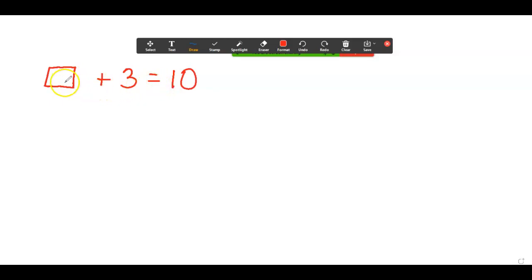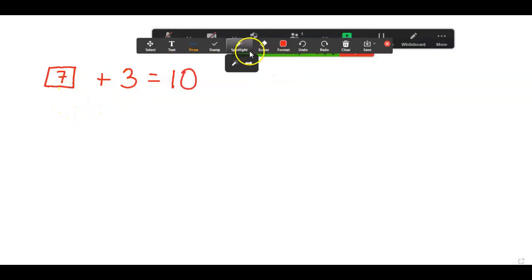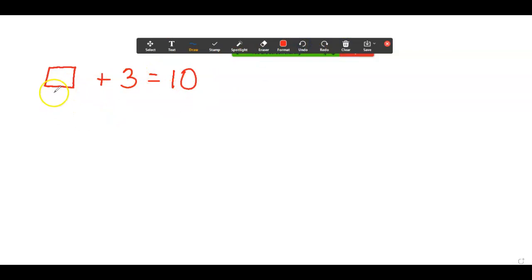Now, most of you can probably tell me 7 without really having to think about it. Okay? You just know your facts. You know that 7 plus 3 is 10. That's super simple. Let's pretend you didn't know that that was 7. Okay? What you're going to do is you're going to use your inverse, or opposite operation, okay?